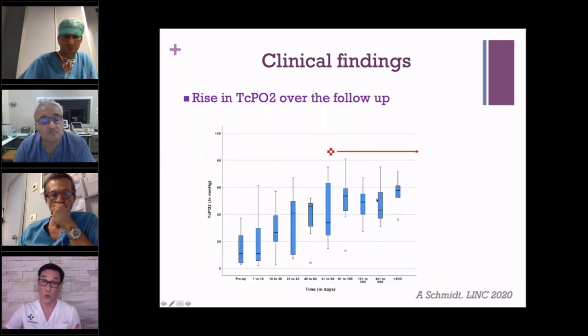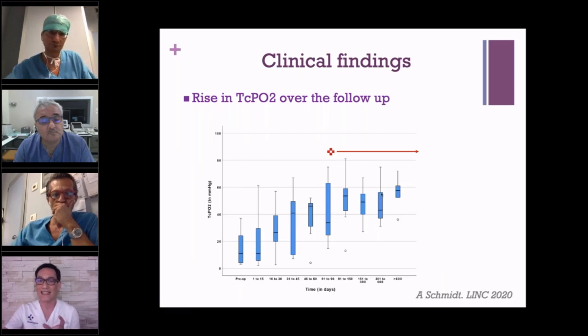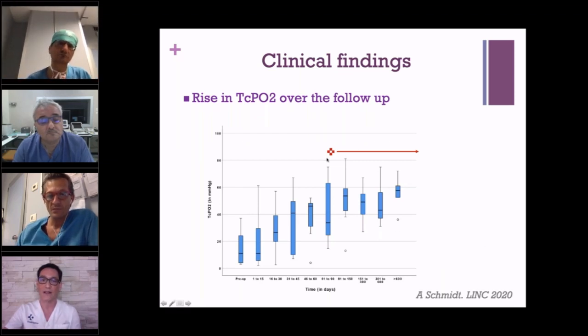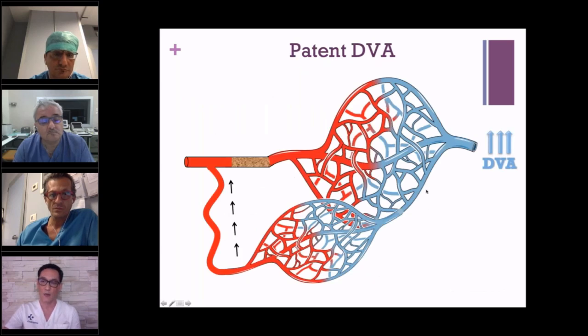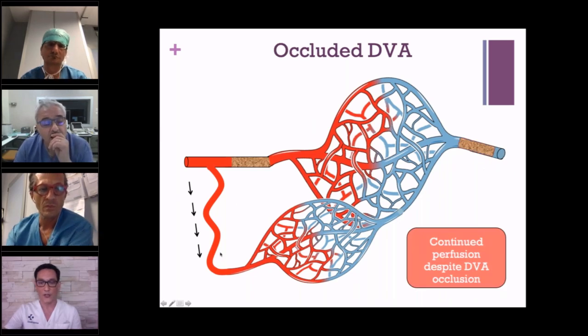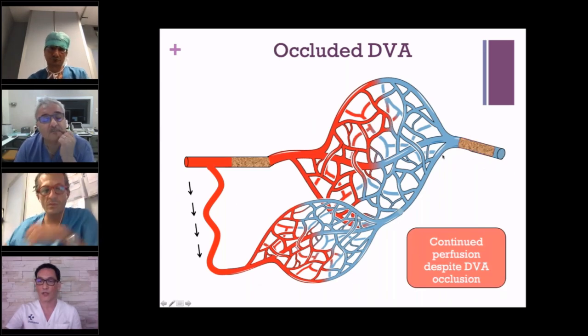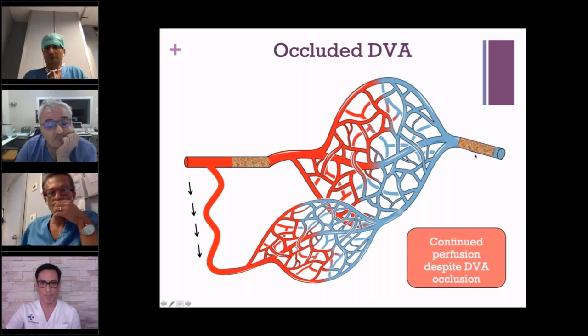And what is really interesting to mention is that this effect stands over time, regardless of the occlusion of the revascularization by the DVA. And the rationale behind this is what we have already mentioned. When you have your DVA patent, you recruit a new capillary system that will sustain the perfusion of the tissue despite the occlusion of the DVA.